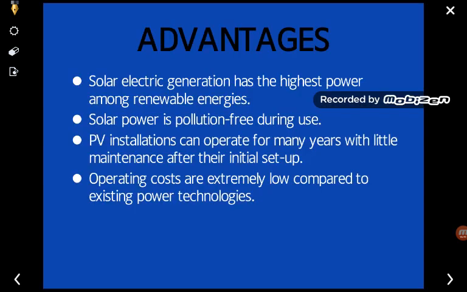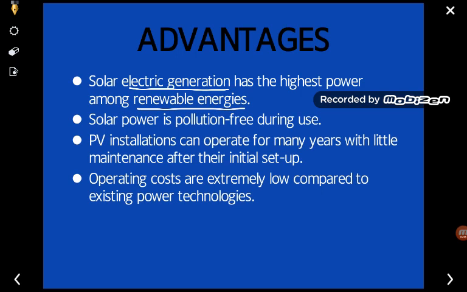Next, coming up to the advantages, solar electric generation has the highest power among the renewable energies. तो electric generation के लिए सबसे ज़्यादा utilize किया जाता है, and it is a source of renewable energy also. So it can be utilized again and again in order to generate electricity. The next is that solar power is pollution free during use. You know that it is pollution free. Here the pollution is not generated. Even though this energy is, you can say, a source of energy where the pollution is not at all generated.